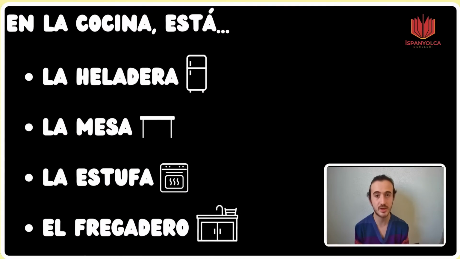Now, in a kitchen there are many objects. You can name them in Spanish by following the next rule. En la cocina está la heladera. In the kitchen, there's the fridge.